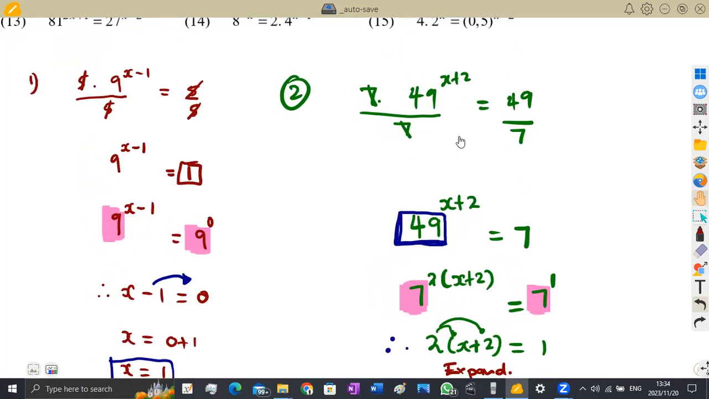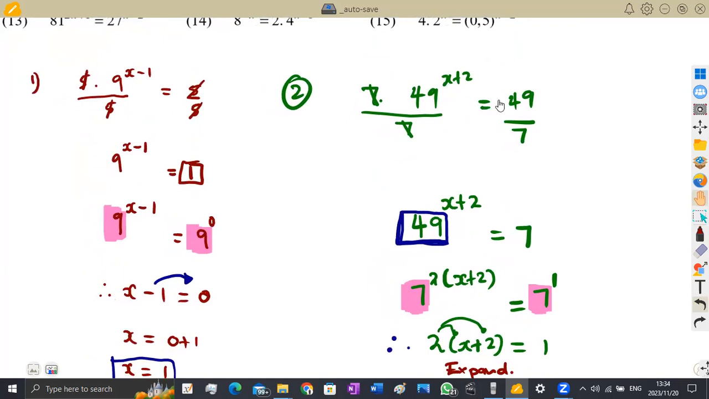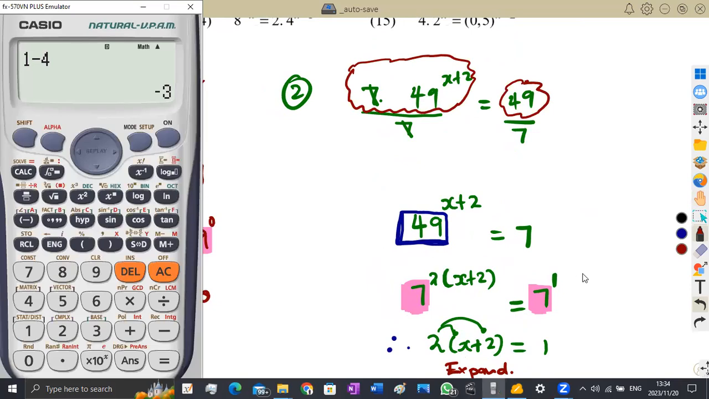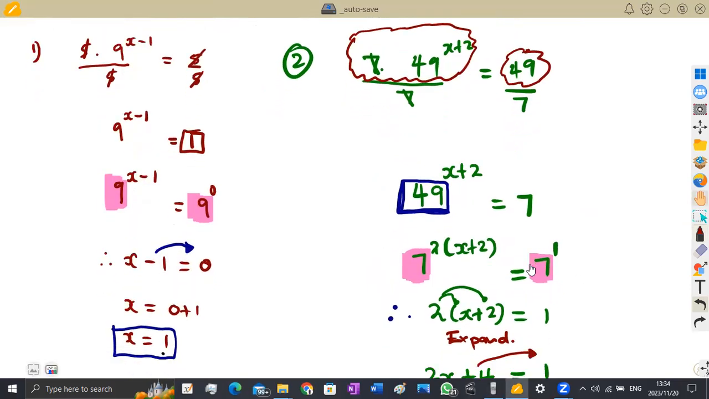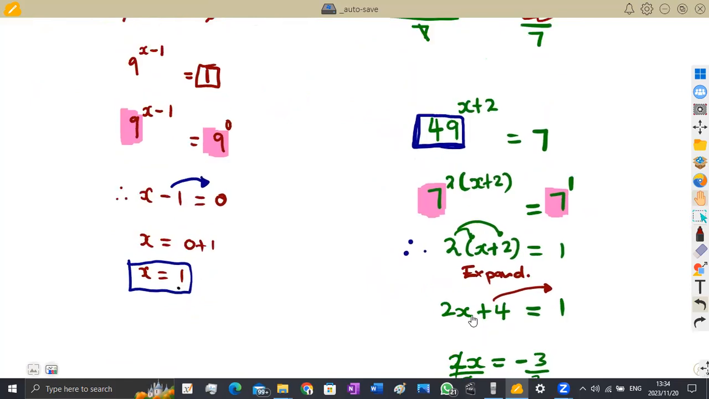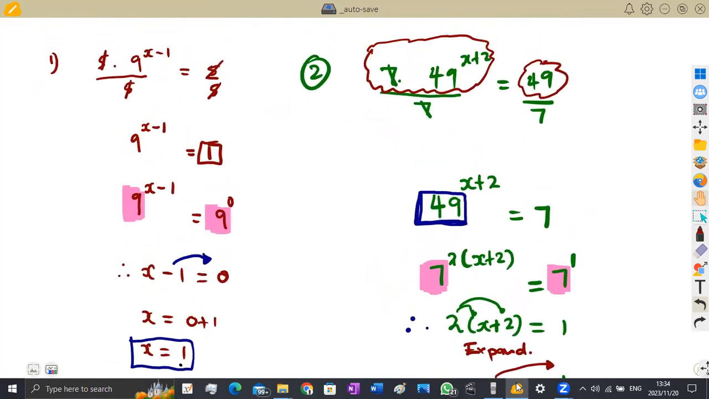Okay, the question was here. 7 into this, it must give us a 49 here. So we want to prove that this whole part that we had before is going to give us a 49. So let us substitute. Remember, our x, we got -3/2. So you're going to substitute -3/2 here.